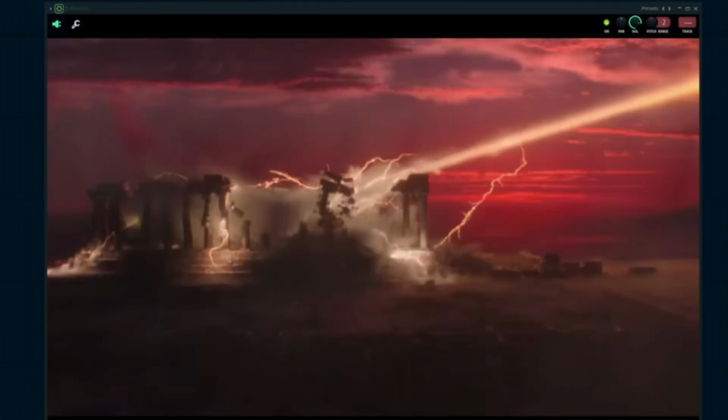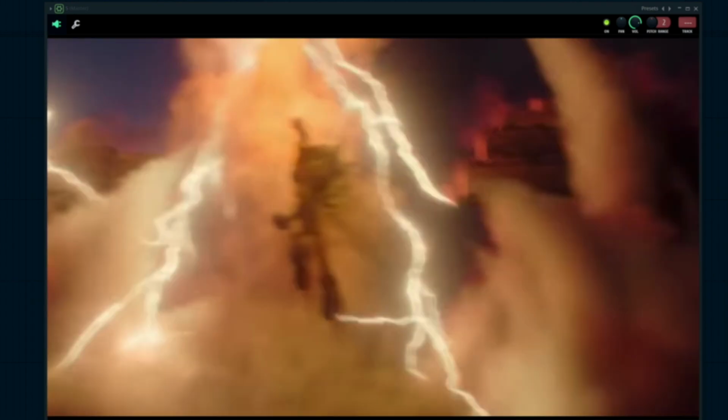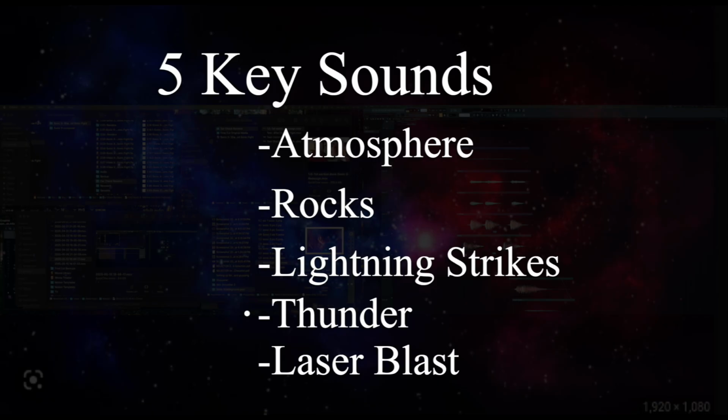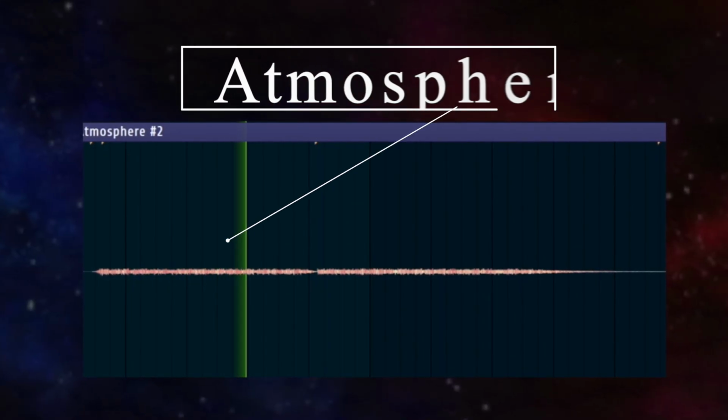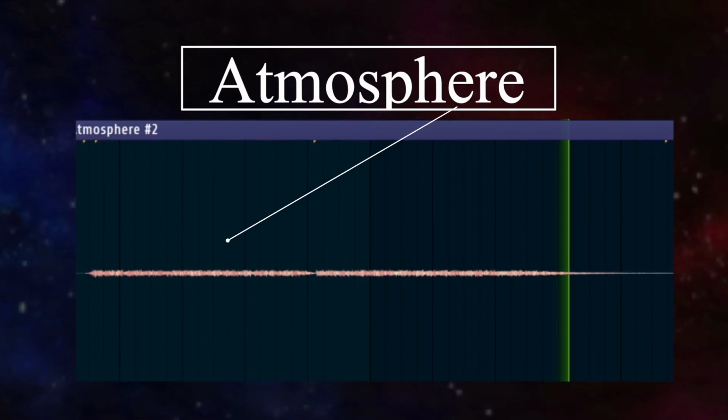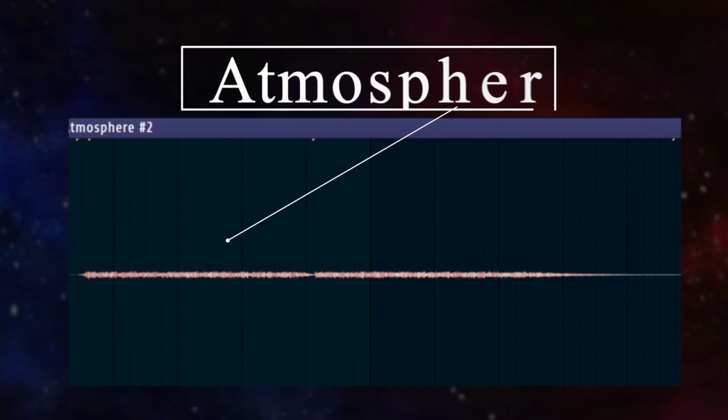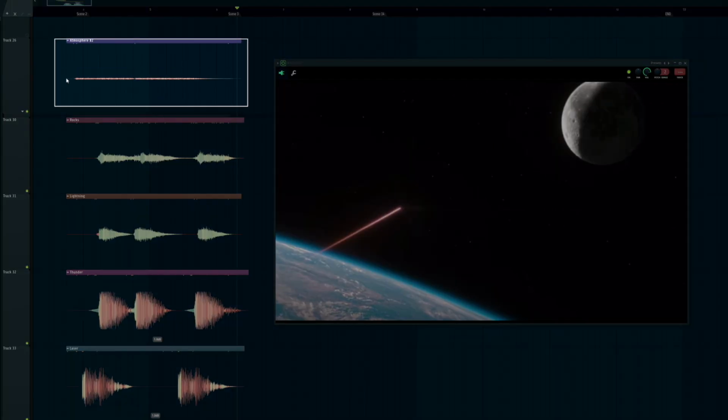We get a wide shot of the arena, some lightning strikes, and a beam of light that shoots across the screen. After layering, I ended up with 5 sounds for this part of the scene. First, there's the atmosphere. I added this to give the arena a little bit more depth, something low and steady to make the space feel bigger. Here's what that ended up sounding like.